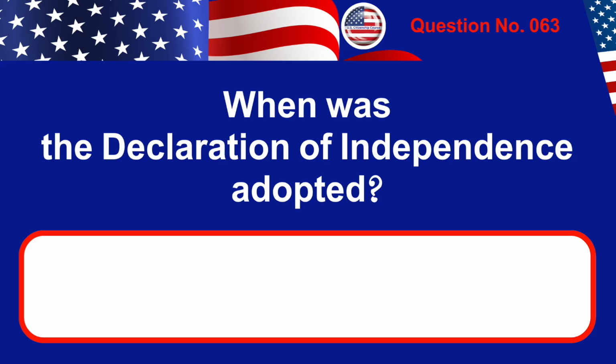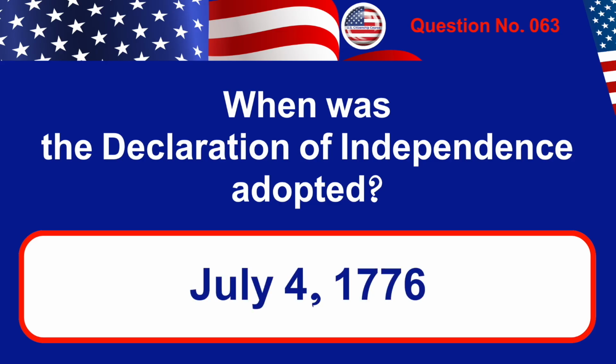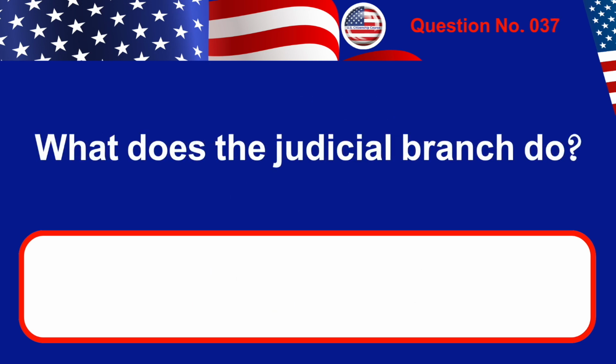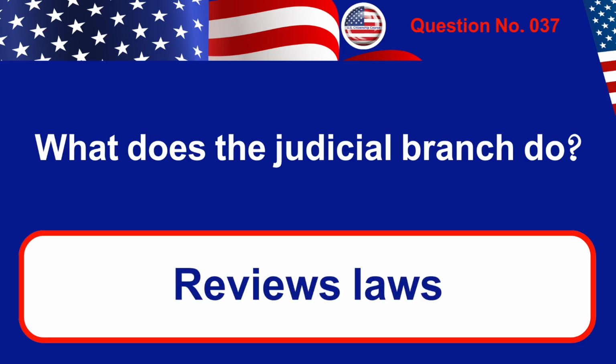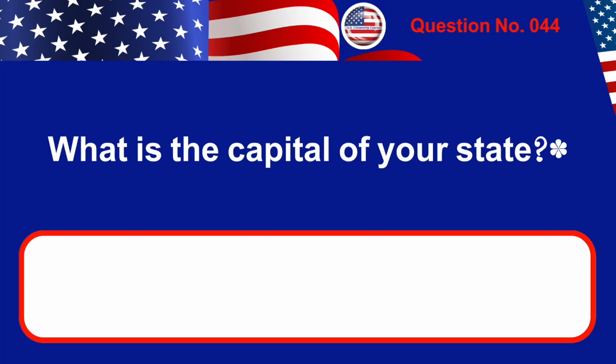When was the Declaration of Independence adopted? July 4, 1776. What does the judicial branch do? Reviews laws. What is the capital of your state?